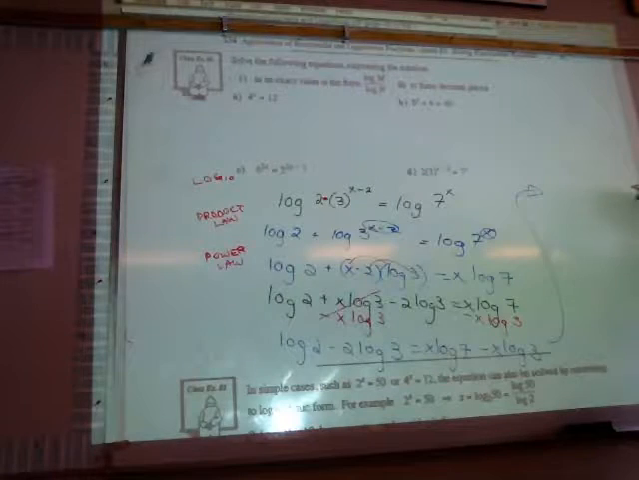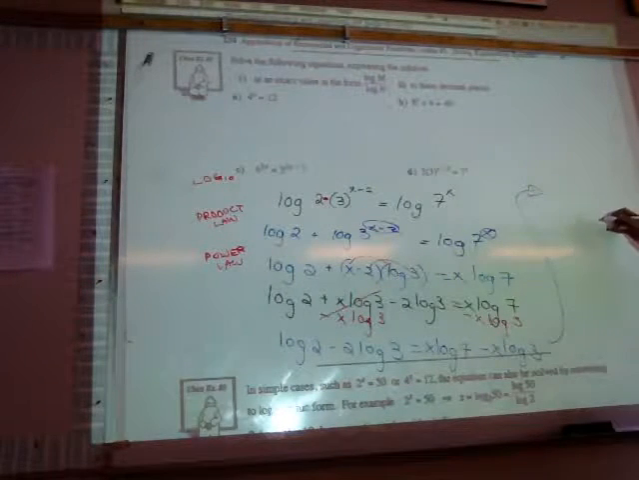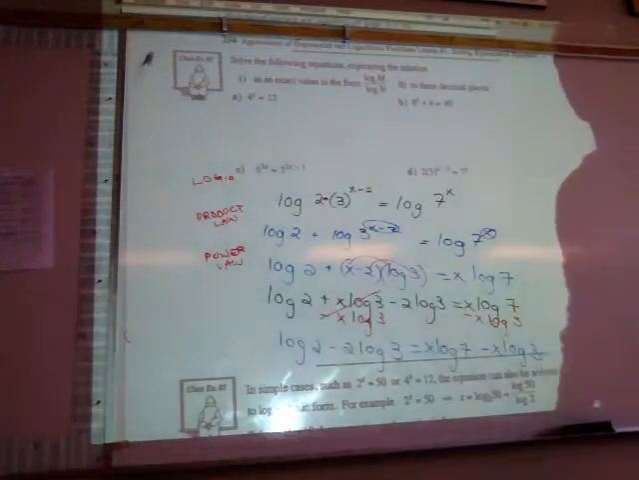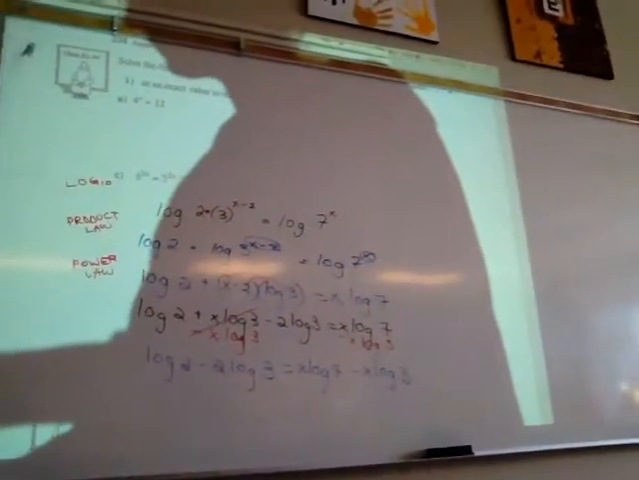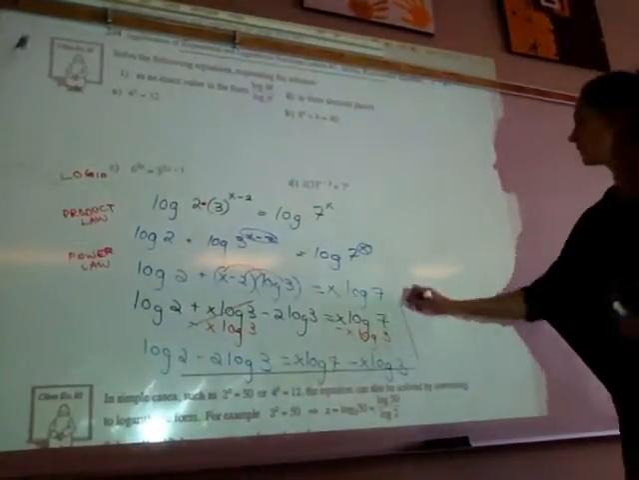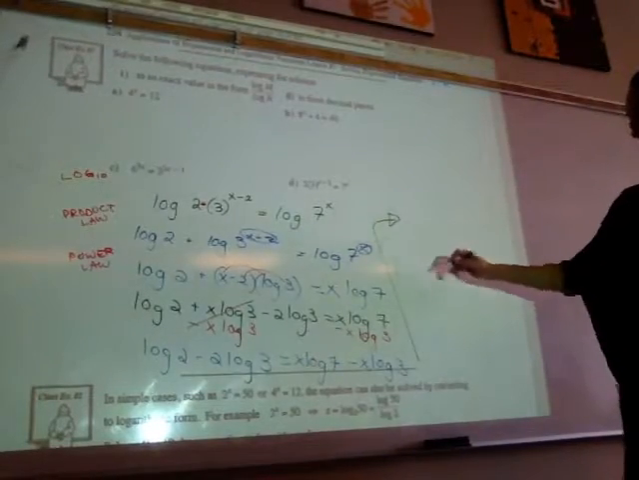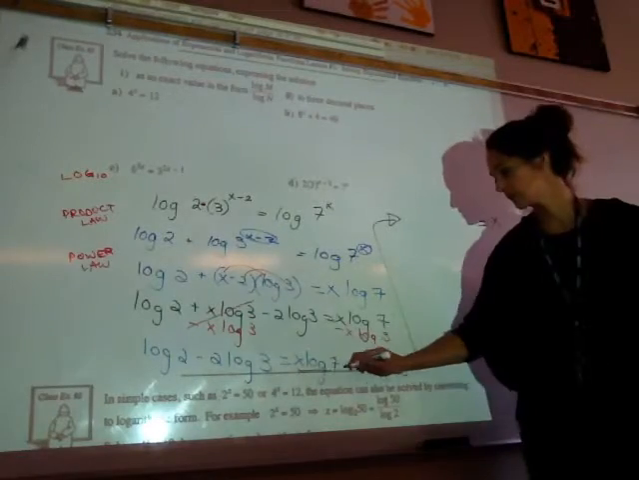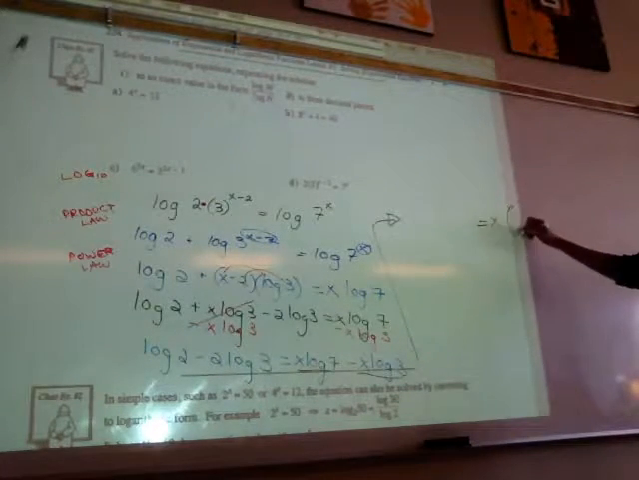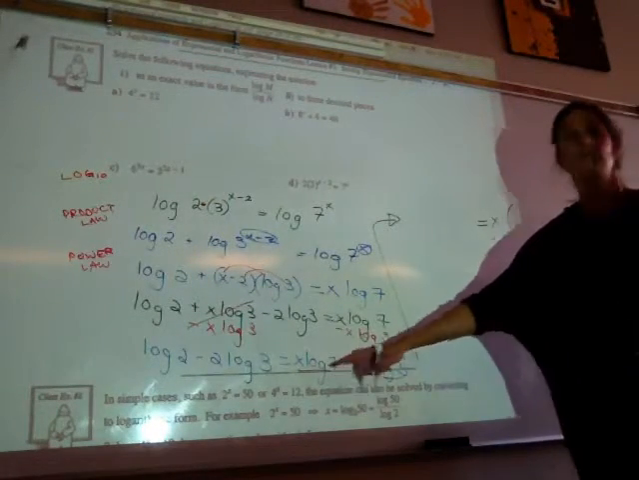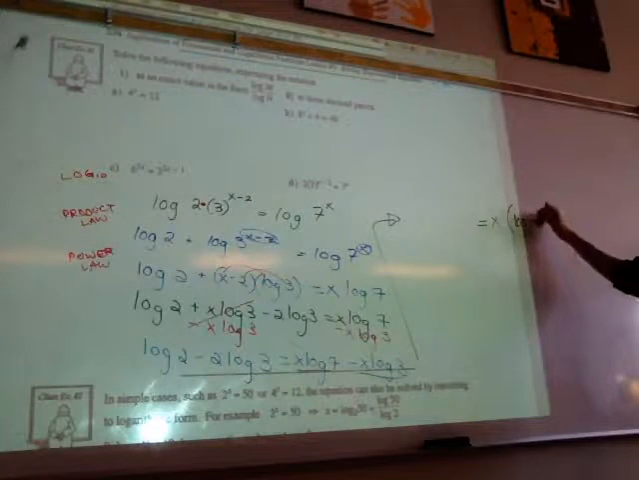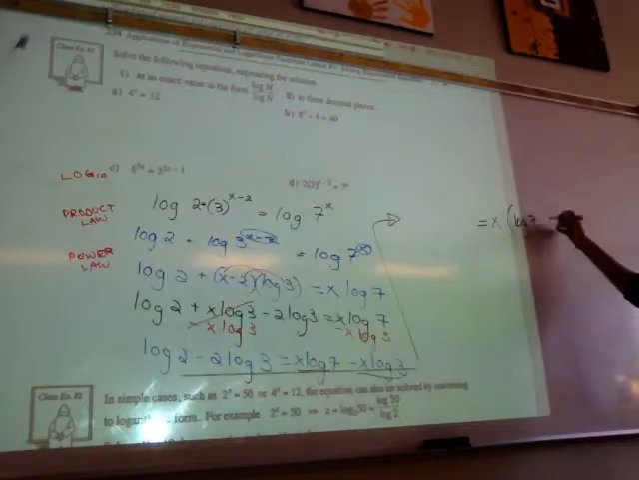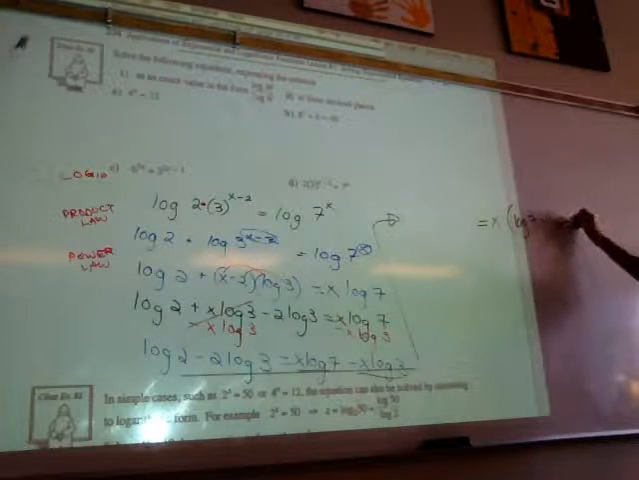Okay, let's just talk about the right hand side to start off with. I'm running out of room on the camera, so I'll just shift it. Okay, so on the right hand side, we want to factor out the x from these two terms. If you factor x out of the first term, we're left with log 7. And if we factor out an x from the second term, we're left with negative log 3.